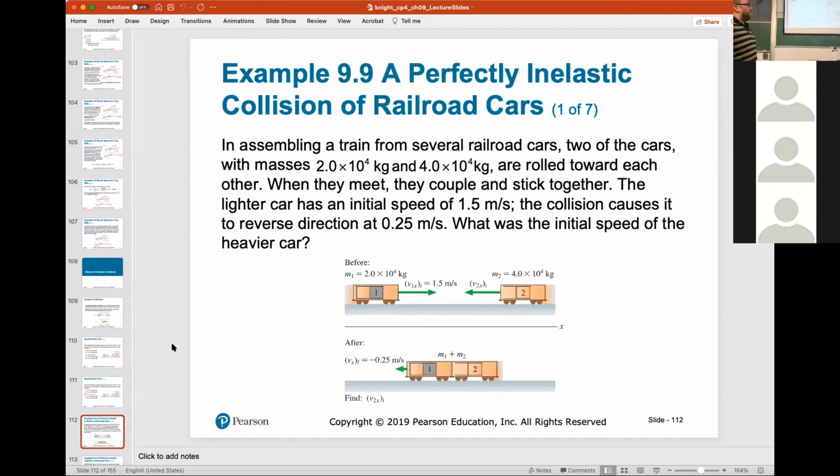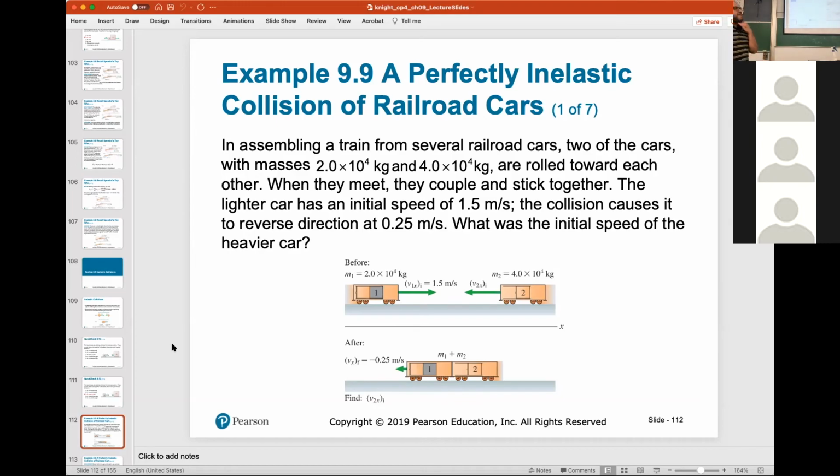Okay, so here's our two train cars. Assembling a train from several railroad cars, two of the cars with masses of 2 times 10 to the 4 kilograms and 4 times 10 to the 4 kilograms are rolled towards each other. When they meet, they couple and stick together. The lighter car has an initial speed of 1.5 meters per second. The collision causes it to reverse direction at 0.25 meters per second. What is the initial speed of the heavier car?